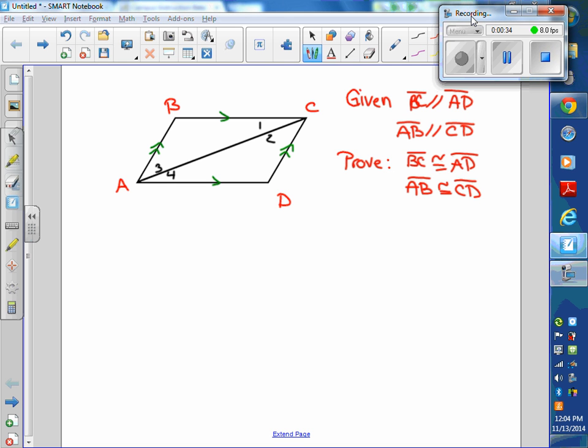When you were marking your drawing, what would you mark equal? 3 and 4. No. Let's try again. Oh, angles 4 and 1. Angles 4 and 1 would be congruent, and angles 2 and 3 would be congruent. Okay, so Luke, what else would I need to show congruent triangles?